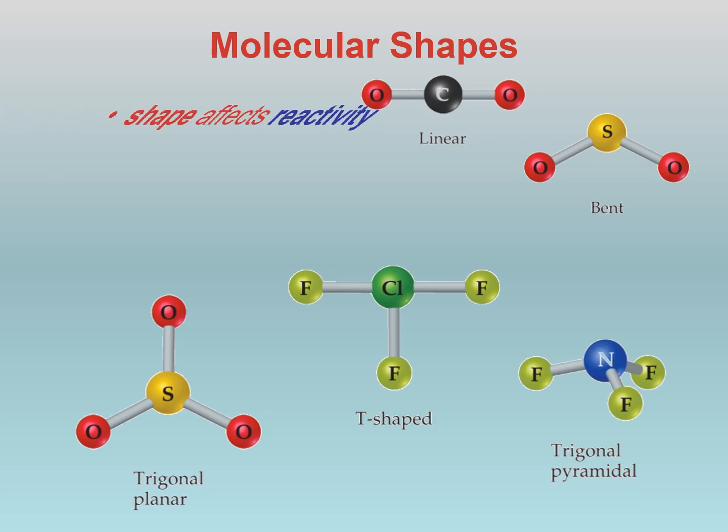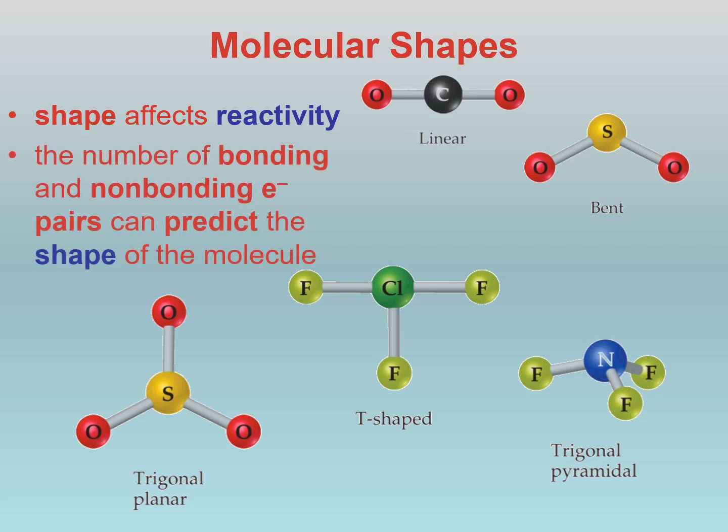As we've talked about, the shapes affect reactivity. So whether something's polar or non-polar depends on if it's symmetric or asymmetric. So these shapes have an effect on all of this.